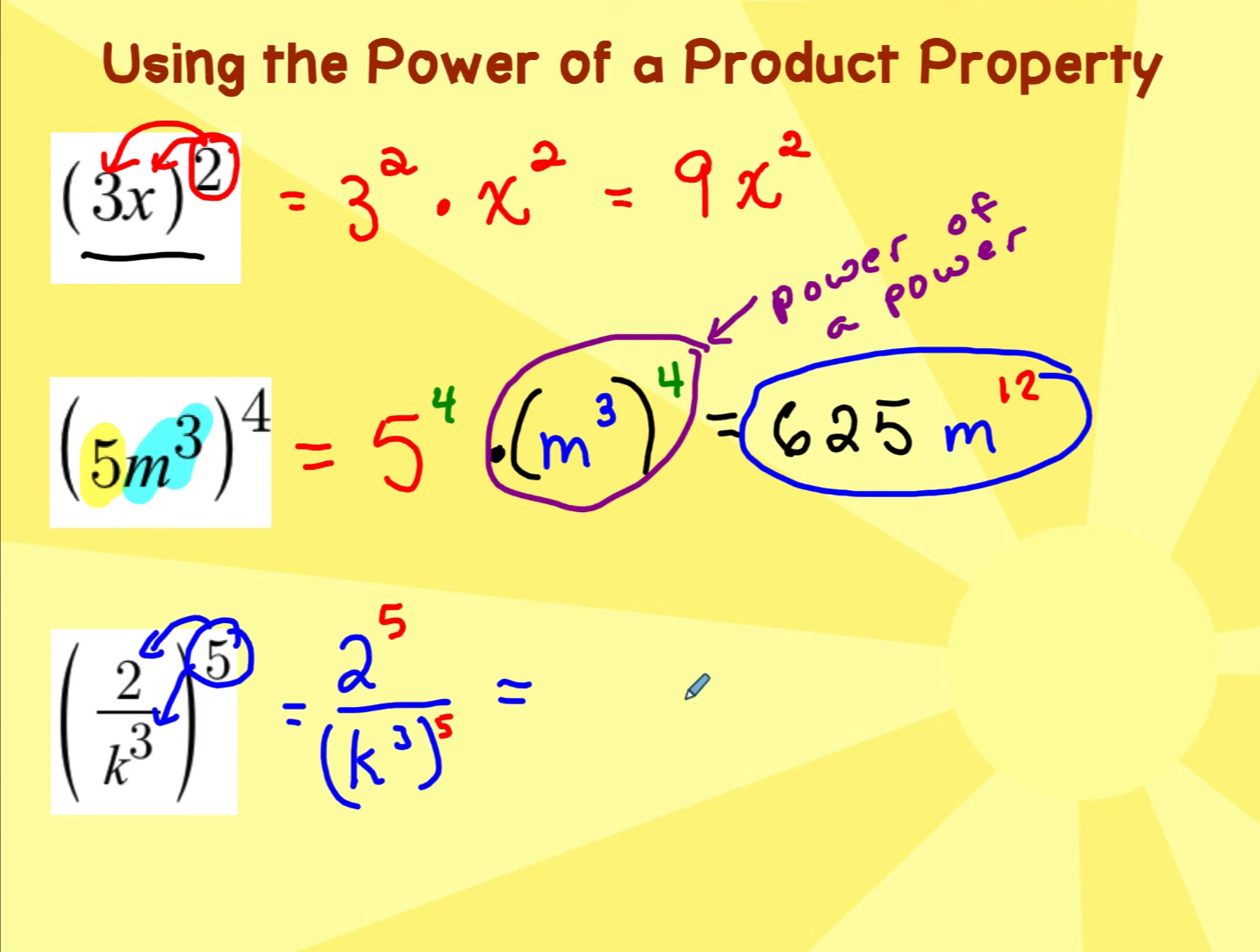Since we don't know what k is, remember the only thing we can do is apply that property that says that an exponential expression raised to a power means we multiply the exponents. So I keep the base of k, and then I multiply the exponents 3 times 5, and that gives me the exponent of 15. So my final answer is 32 over k raised to the 15th power.